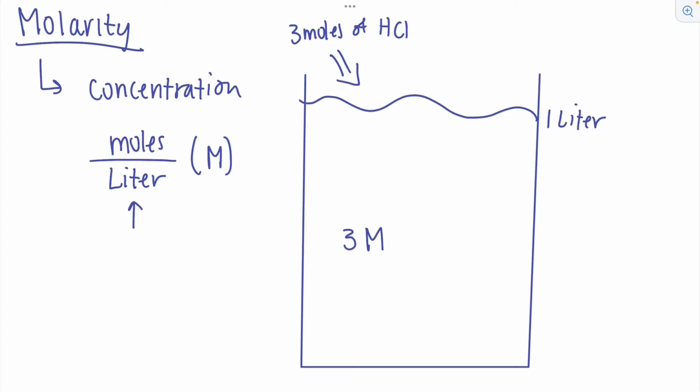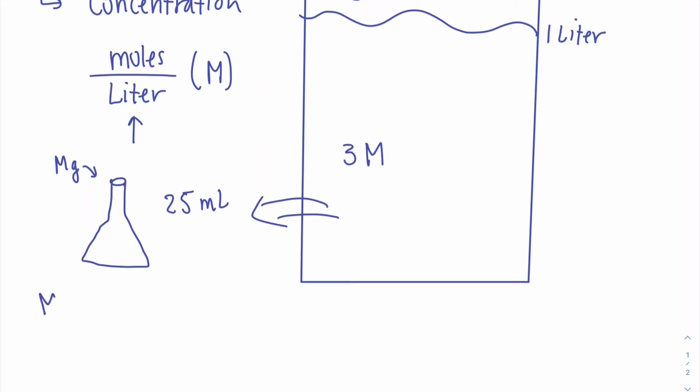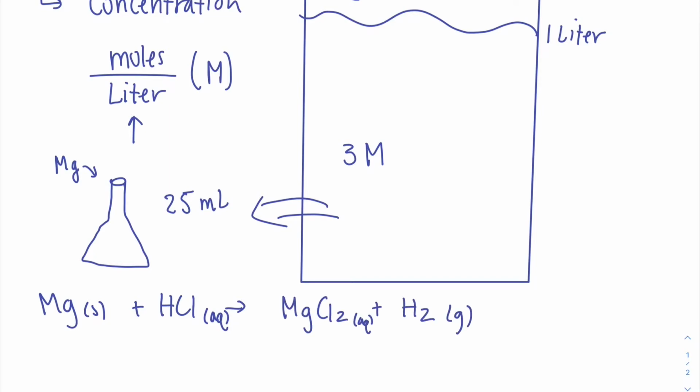Let's say from this 3 molar solution, I took out 25 milliliters. I put that into a flask, and I want to react that with magnesium. If I write a chemical equation for this reaction, magnesium solid, HCl. We've seen this before. I can do stoichiometry with this number.